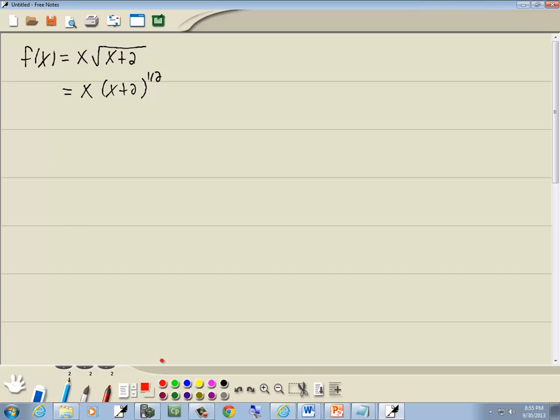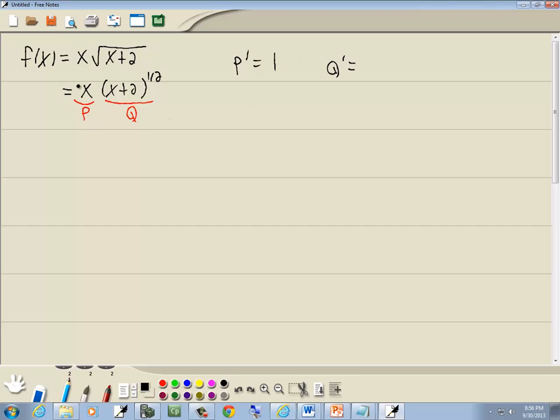Now this is going to be the product rule. We've got something times something else, so this will be our p and this will be our q. Now for the product rule we need p prime. Actually, let me do it over on the side. So p prime, the derivative of x, is 1.